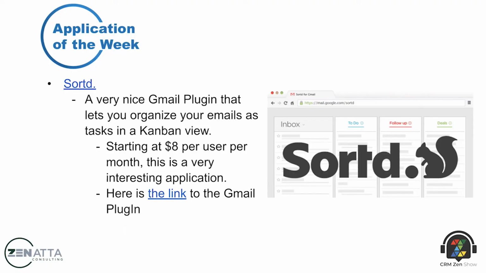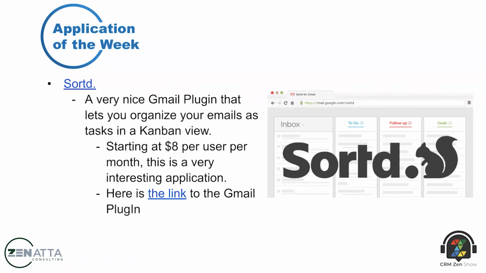So this is a plugin for Gmail called Sorted, SORTD, period. And they've got a cute little squirrel, because I guess he's squirreling things away. They've got a personal edition that starts at $6 per user per month, and a team edition that starts at $8.